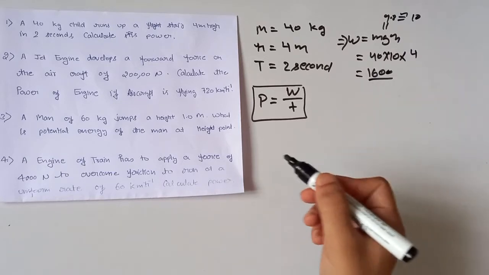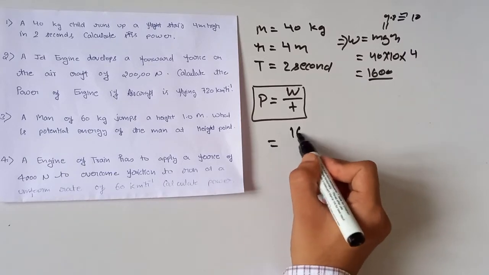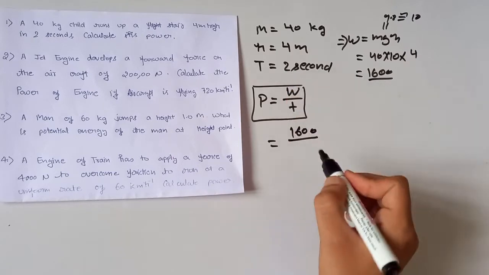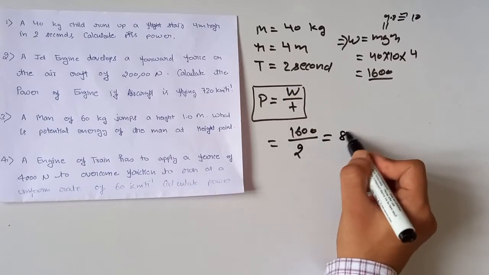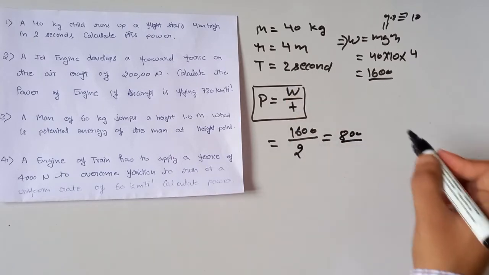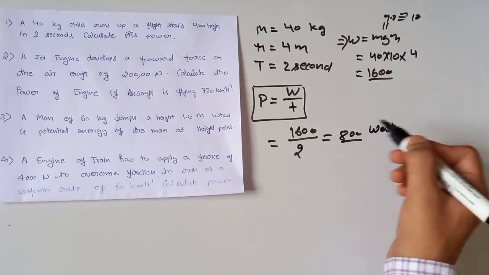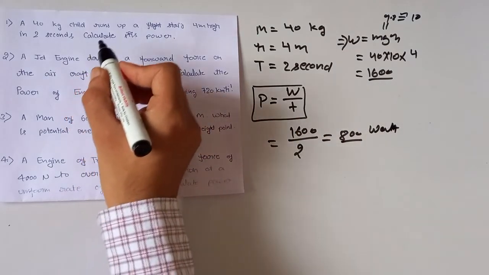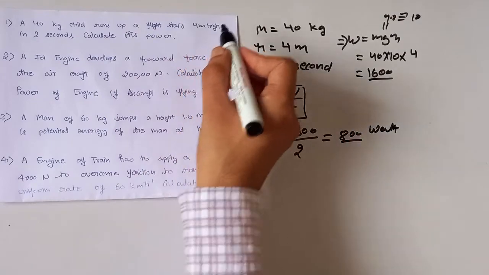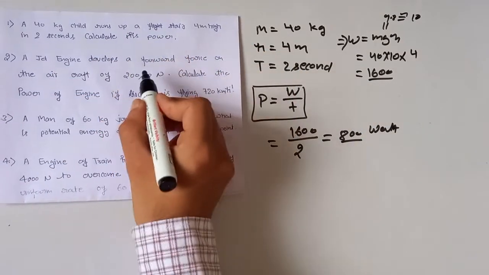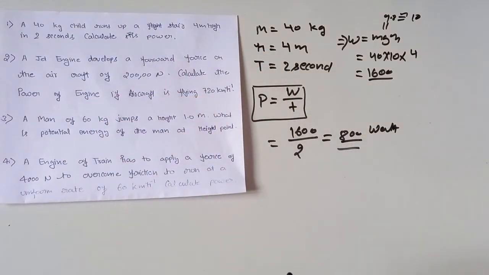This is the work. Now what is power? Power is work done, 1600, divided by 2, which is equal to 800 watts. This is the power of a child when he runs up a flight of stairs 4 meters high in 2 seconds. His power is 800 watts.